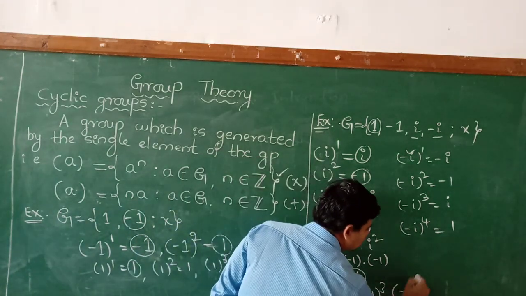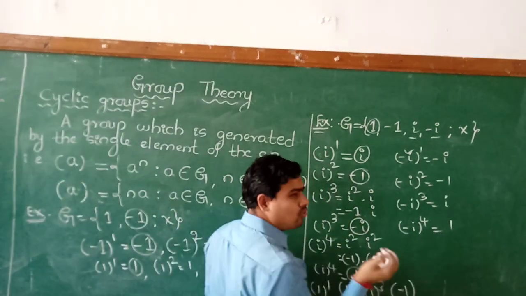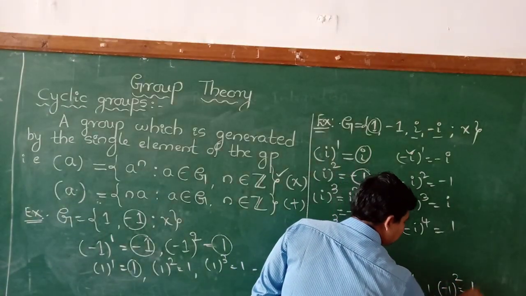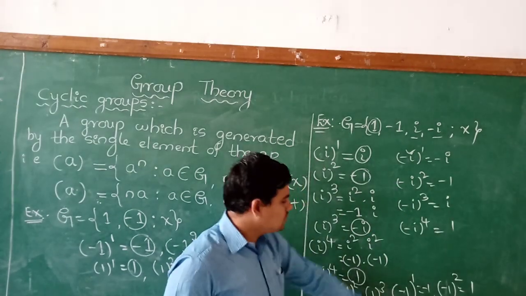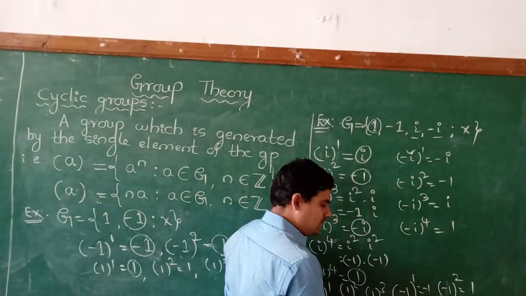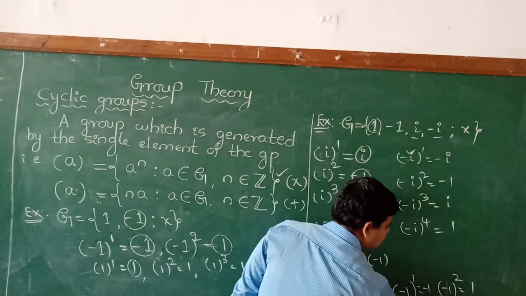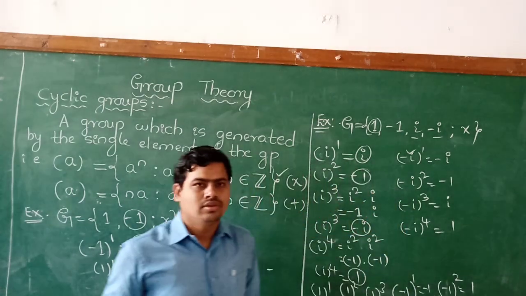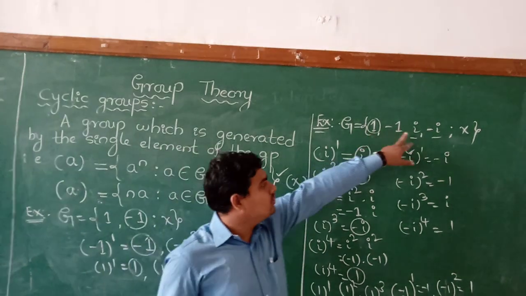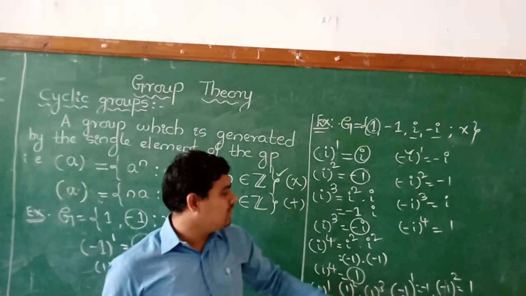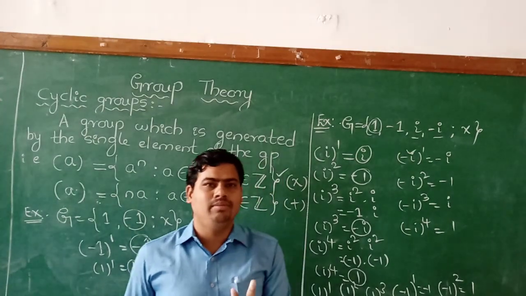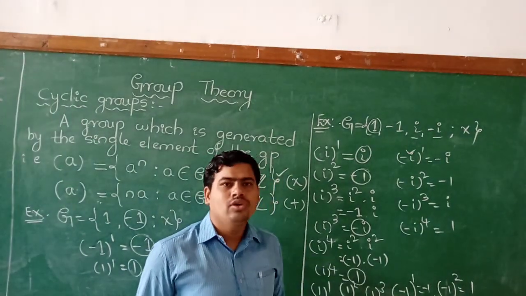For minus 1, if you take minus 1, we can generate only 2 elements. Minus 1 raised to 1 is minus 1, minus 1 raised to 2 is plus 1. Then, take n equal to 3, what we get? Minus 1 again, minus 1 raised to 4 is plus 1, and so on. By using minus 1, we can generate only 2 elements. But here we have 4 elements. But minus 1 generates only 2 elements. Therefore, minus 1 is also not a generator.